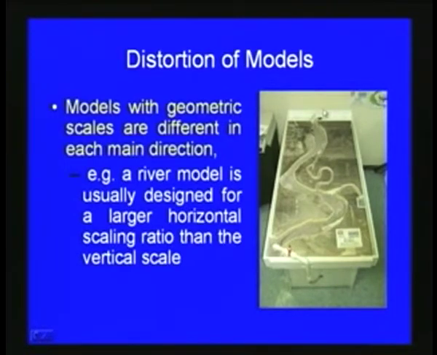As I mentioned the river channel, the depth is very difficult to represent. So, a model with the geometry scales different in each main direction. A river model is usually designed for a larger horizontal scaling ratio than the vertical scale. In many practical cases of modeling, we may have to go for the distorted model rather than undistorted, since an undistorted model will be difficult to do in the laboratory with respect to the prototype. So, we may have to go for a distorted model depending upon the case.